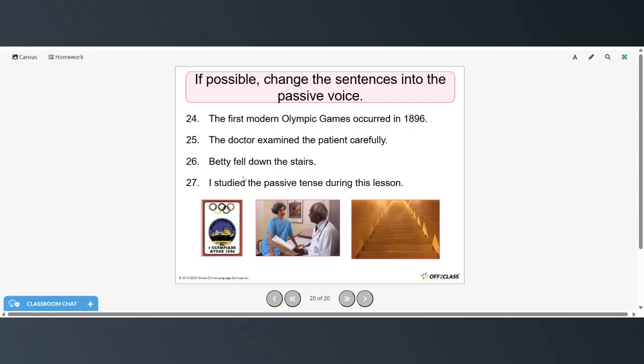Betty fell down the stairs. We really don't have a true object. We have down as a preposition, and so the stairs is the object of the preposition, not of the verb. So we can't really change this one into passive voice. And I studied the passive tense during this lesson. So here, passive tense is the object. So you could say the passive tense was studied by me during this lesson.